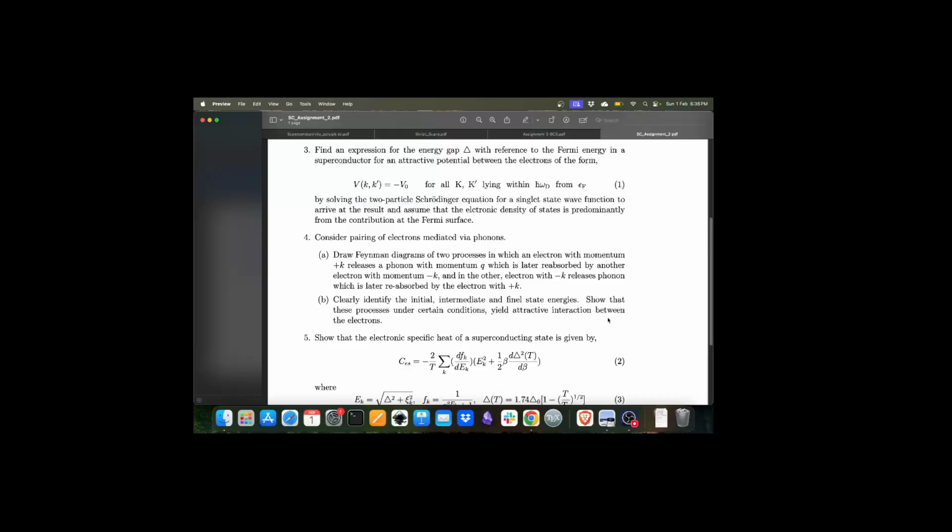So this was the 4A part actually, and then the B part will be: clearly identify the initial, intermediate, and final state energies, and show that this process.